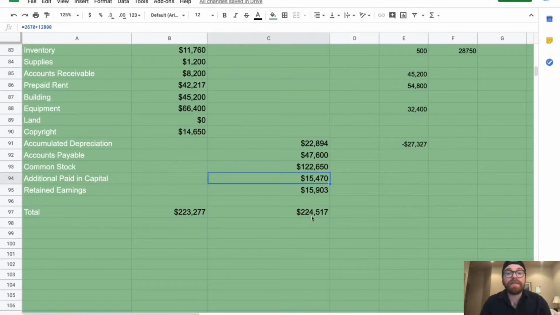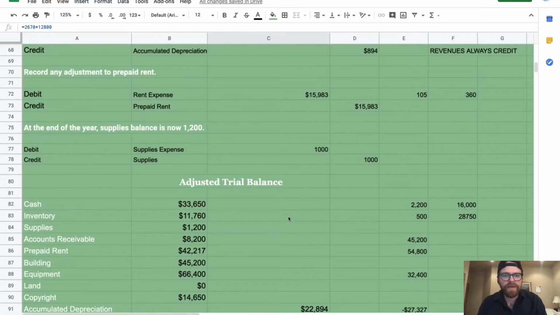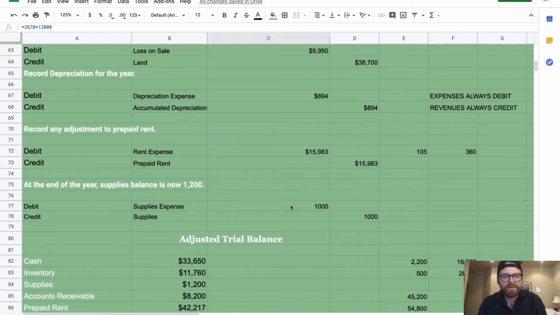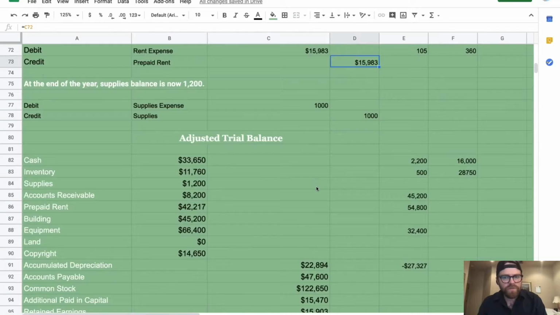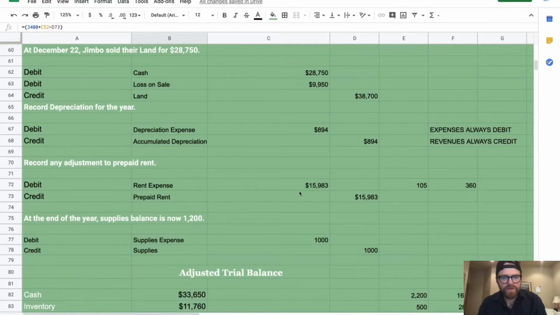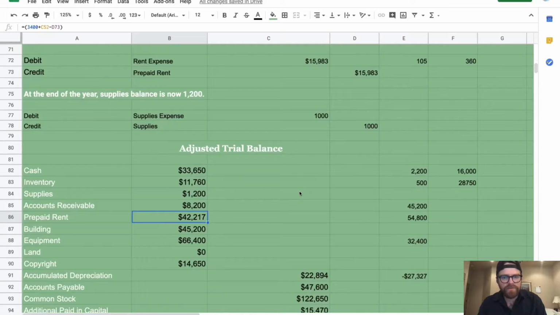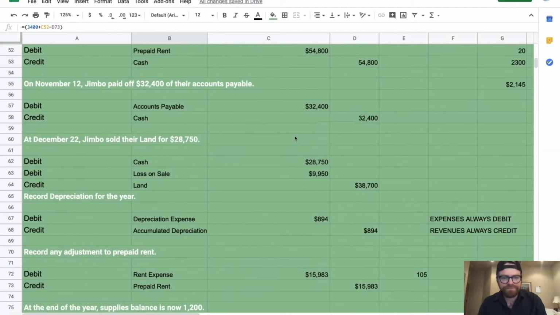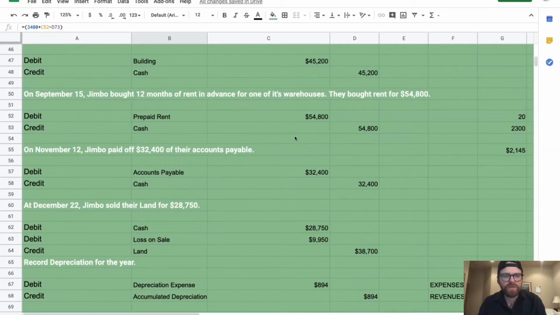So this happens in accounting naturally. You're just going to have to make sure these balance at the very, very end. We're off by a little over $1,000. So let's see where that came from. Did I reduce my supplies? I did. Prepaid rent was reduced. Yep. Accumulated depreciation. Yep. Depreciation expense. Yep. Land, cash, accounts payable.